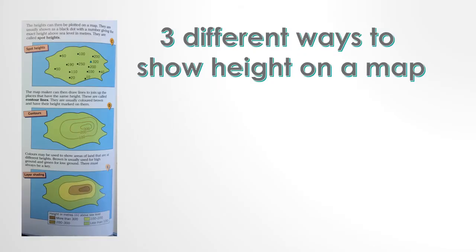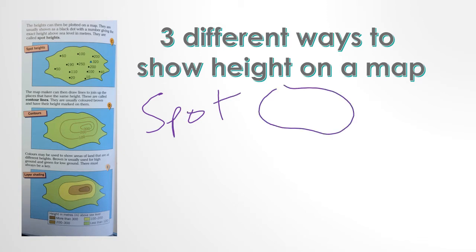There are 3 different ways to show height on a map. So the first one is spot heights. You need to write these down. So you've got spot heights. That's where if you've got a shape like this, you've got a spot, and then you write what the height is. It's a spot 50. That looks like 80, doesn't it? Okay. The heights can be plotted on the map, and they are usually shown as a black dot with a number giving the exact height above sea level in meters. They are called spot heights.